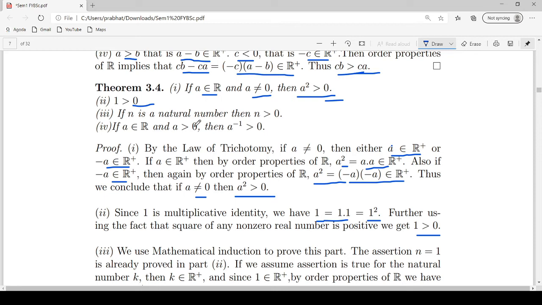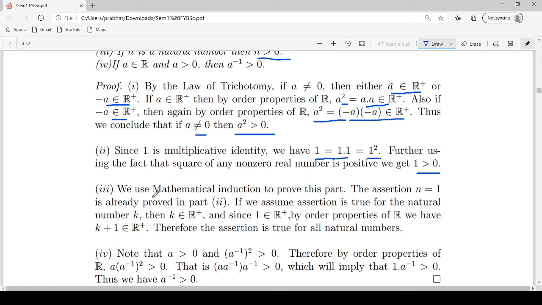The third statement says every natural number n is greater than 0. Let's prove it. We will use the principle of mathematical induction to prove this. Now the base case is n equal to 1. In the second statement of this theorem only we have proved that 1 is strictly greater than 0. Therefore for n equal to 1, our assertion is true. Now we assume that our assertion is true for some natural number k. That means k is greater than 0. That is k belongs to R plus.